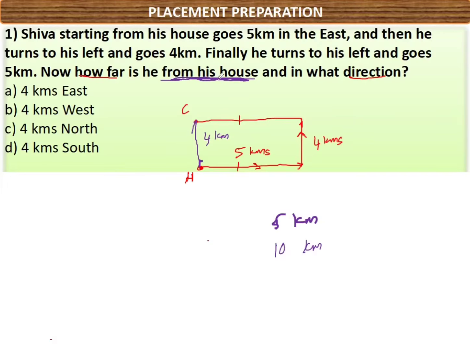Since they are asking from his house, we have to see the direction and the distance from his house. So which is his house? This point H is his house. Assume since we are seeing from his house, this H will act as origin.